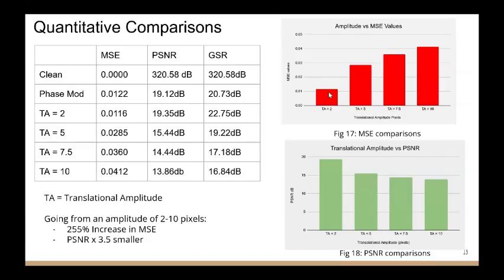We also did a quantitative comparison of all the different images that we reconstructed. We did this by using three different metrics: the mean square error, the peak signal to noise ratio, and the ghost to signal ratio. We could essentially compare all our reconstructions with the ground truth image that we originally had. For the PSNR and GSR, it's important to note that the higher the value, the better. So going from a translational amplitude of 2 to 10 pixels, we notice a 255% increase in the mean square error and a peak signal to noise ratio that was 3.5 smaller, as the values are in decibels. In figures 17 and 18, you can essentially see a graphical trend of how the image quality degraded and noise increased.